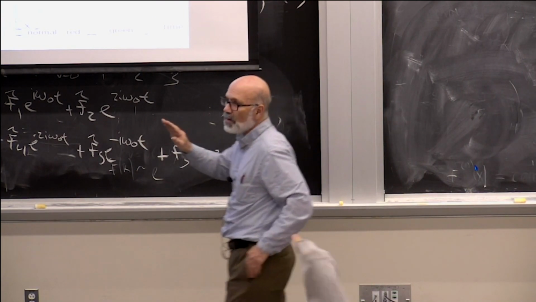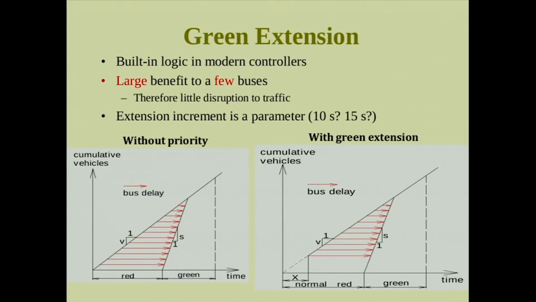And we can model that benefit this way. On the horizontal axis is time in the cycle. And on the vertical axis, I have arrivals, so you have cumulative vehicles arriving. And then the red lines going across, that's... are you raising the question?